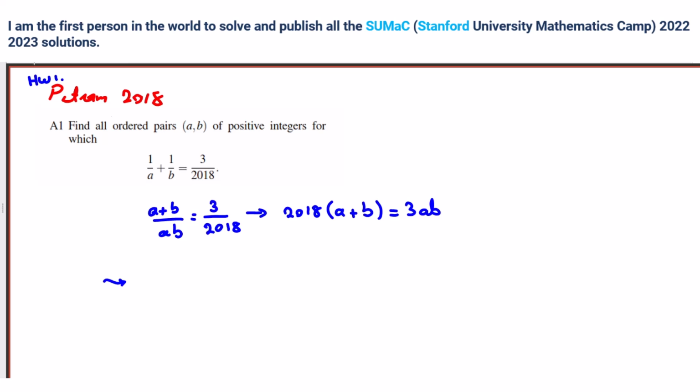So from here basically I said, (2018 plus a) times (2018 plus b), that's 2018a plus 2018b is equal to 3ab. And then from there I expanded this to (2018 plus a)(2018 plus b). So when we have these, we should do something.